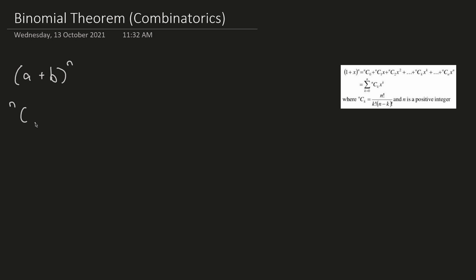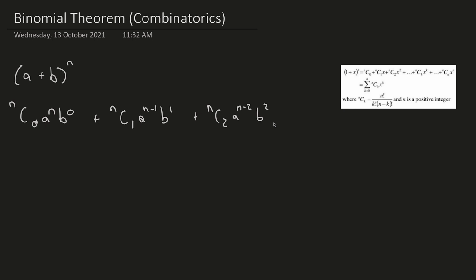We start with nC0 a^n b^0 plus nC1 a^(n-1) b^1. Then it's nC2 a^(n-2) b^2. Now you can see the pattern already emerging here, being the subscript letter here and the power of the second term, but also the minus of the first term. And this is basically a very simple method.